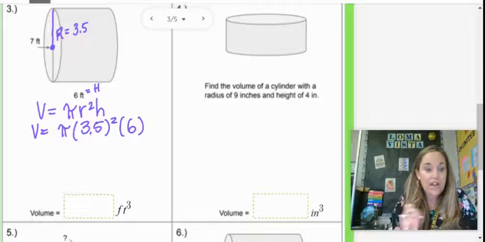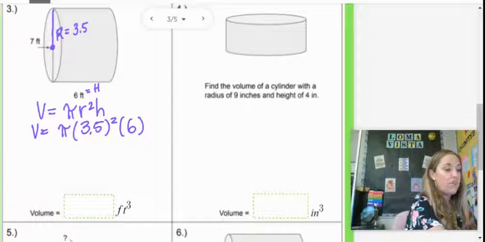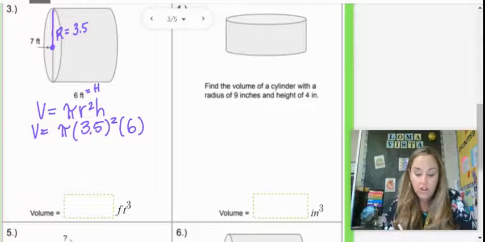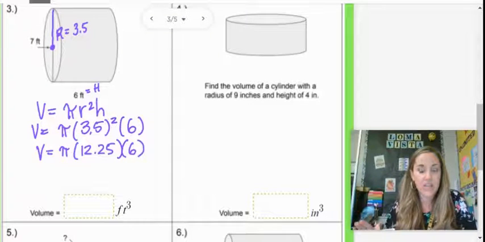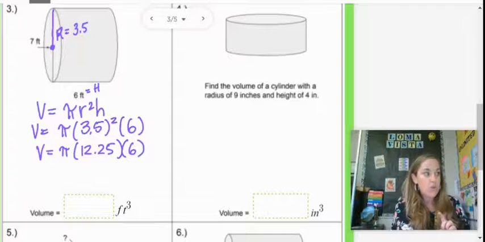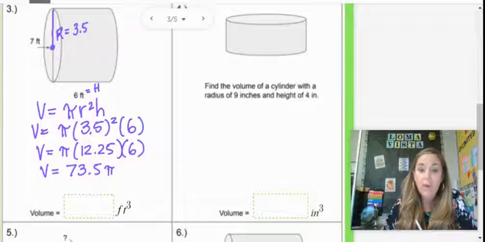And then you always do exponents first. So I have my calculator over here and I'll do 3.5 times 3.5, which gives me 12.25. And then because there's no fraction in this problem, it's just multiplying straight across. We do 12.25 times 6, which will give us 73.5. And we still have a pi there.